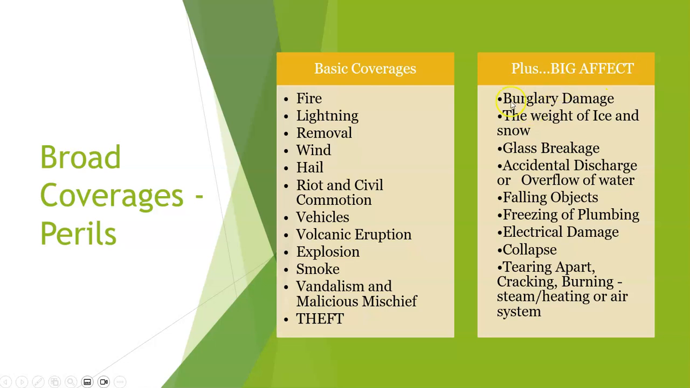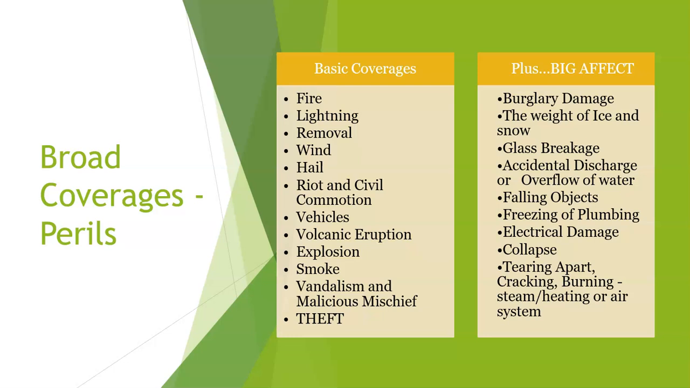You have your burglary damage, that's the B, and then for the I is ice, for the weight of ice and snow. You have glass breakage for the G, accidental discharge or overflow of water for the A, falling objects, freezing of plumbing, electrical damage for the E, collapse for the C, tearing apart, cracking, burning, steam, heating, air, or system. And that's pretty big for the T, but that should help you at least grasp the understanding. So these are your broad coverages. Your broad coverages include your basic and in addition, your BIG EFFECT, all of these additional coverages.